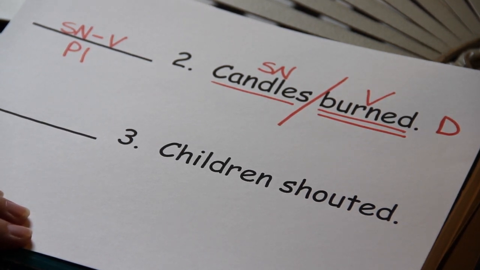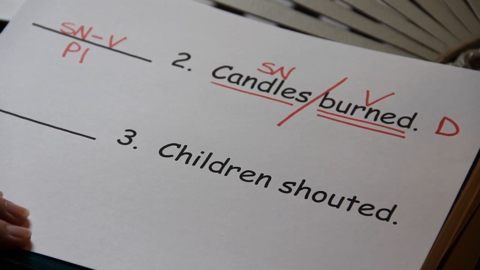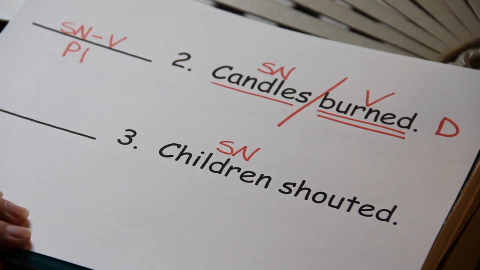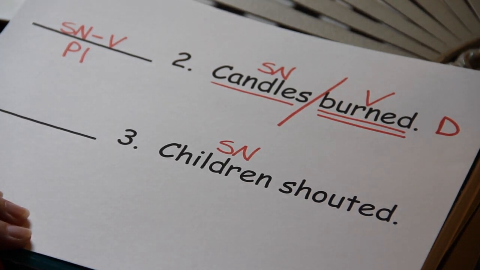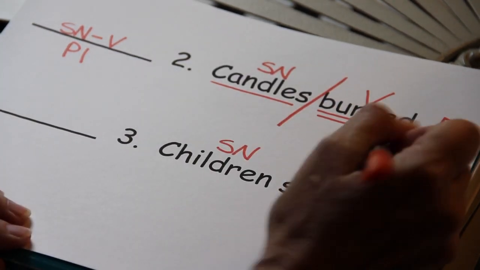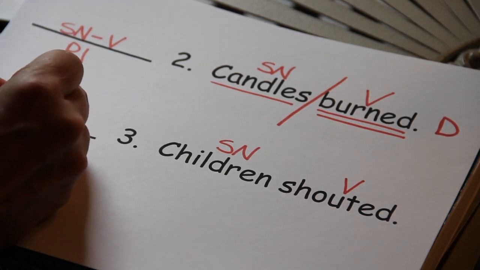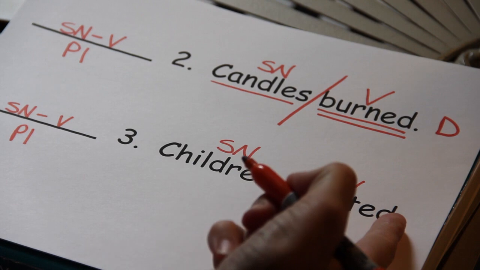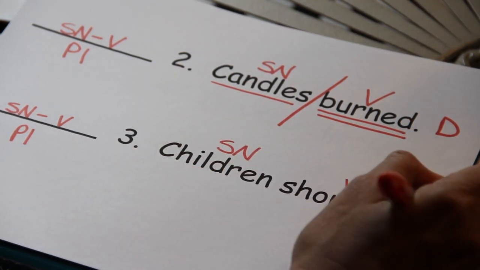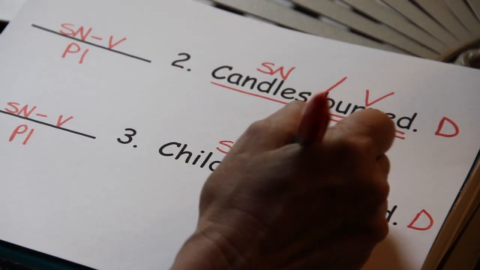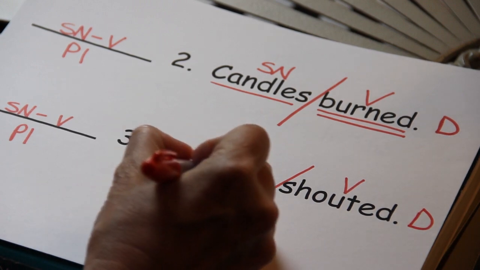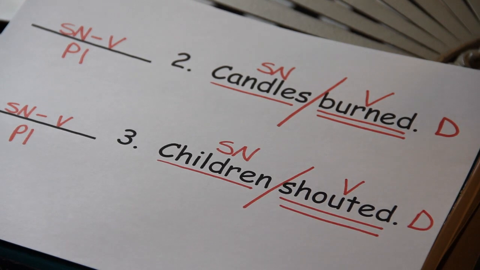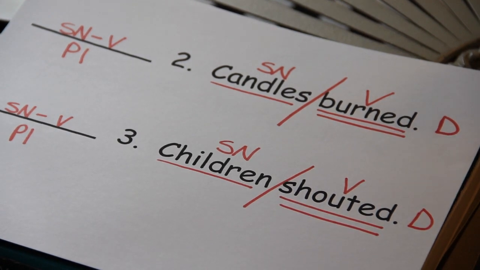Sentence number 3. Children shouted. Who shouted? Children. Subject, noun. What is being said about children? Children shouted. Verb. Subject, noun, verb, pattern 1. Check. Period. Makes a statement. Declarative sentence. Go back to the verb. Separate the complete subject from the complete predicate. There we go. I'm sure you have it.